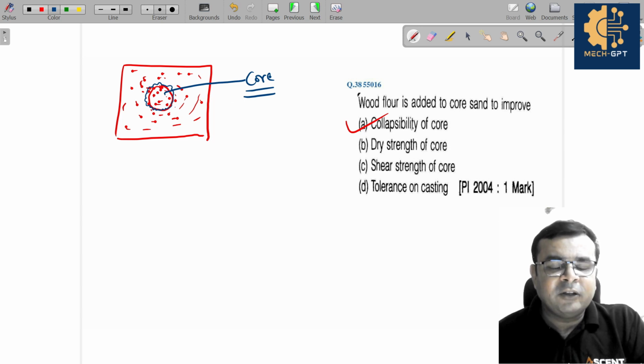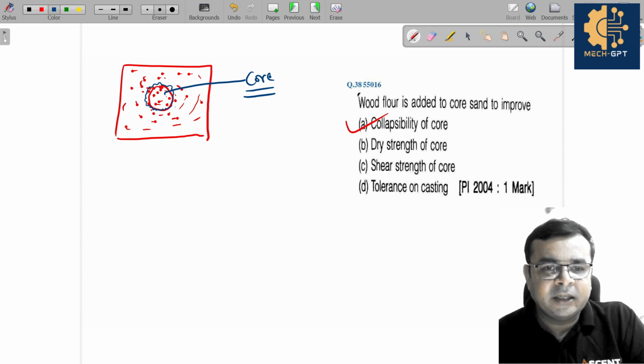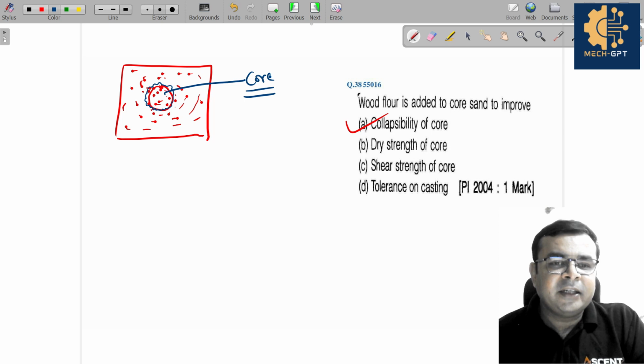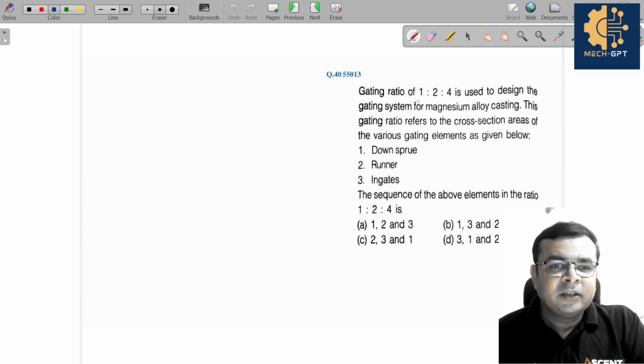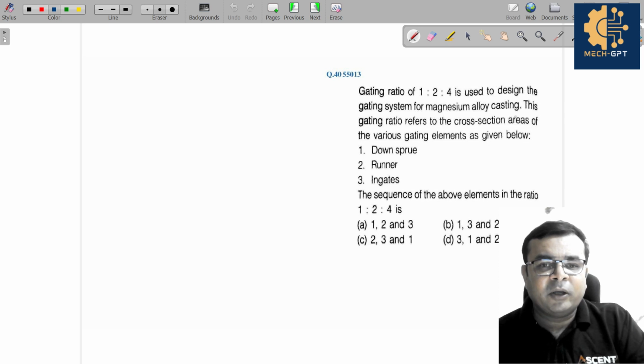So detachability of the molten metal from the core material, core sand, or any sand, correct, is called collapsibility, and by addition of wood flour the collapsibility may improve. Yes or no? Now you can see the gating ratio 1 is to 2 is to 4 is used to design the gating system for magnesium alloy casting.